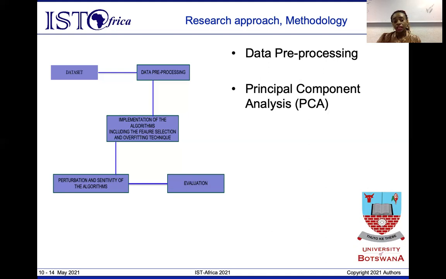And after that, I perturbed the algorithms using accuracy, and looked at data perturbation and the sensitivity of these algorithms. And I evaluated. The results of the accuracy were evaluated using a confusion matrix. The confusion matrix describes the performance of my classification model on a set of test data for which the true values are known.